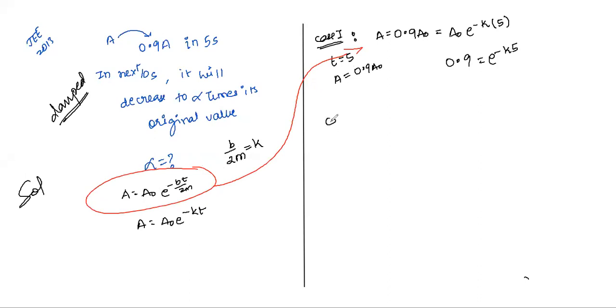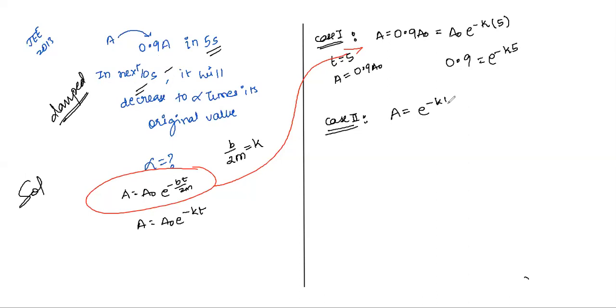Now let's see what the second case is telling us. The second case is telling us after the next 10 seconds. What is the total time then? 15 seconds from the start. Absolutely, 15 seconds from the start, we are being asked to find out what is the condition of the amplitude.